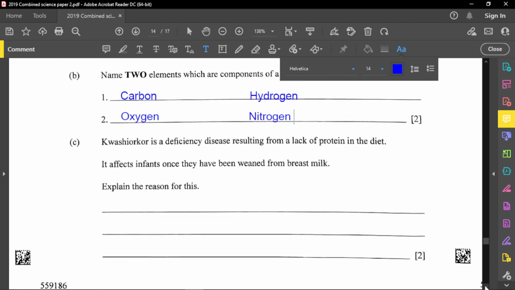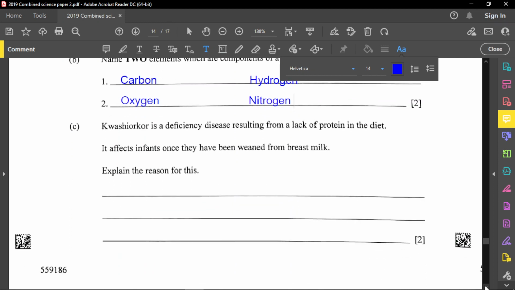Next part of the question. Kwashiorkor is a deficiency disease resulting from a lack of protein in the diet. It affects infants once they have been weaned from breast milk. And wean means stop giving them the breast milk. Explain the reason for this. The reason is simple: breast milk provides sufficient protein for a baby.